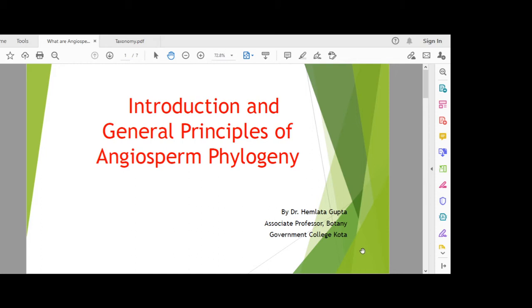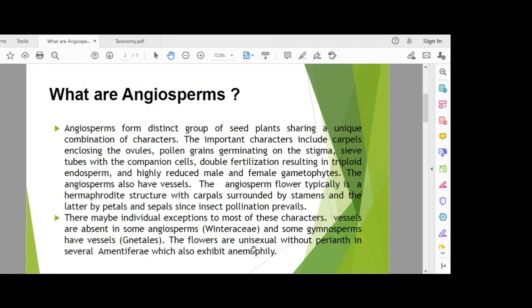Introduction and General Principles of Angiosperm Phylogeny. Today we will discuss angiosperms and general principles of angiosperm phylogeny. What are angiosperms? Angiosperms form a distinct group of seed plants sharing a unique combination of characters.